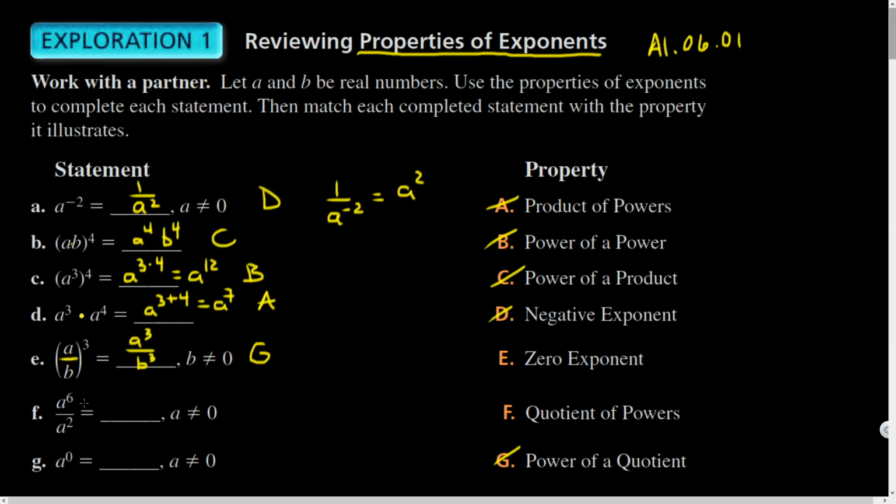A to the sixth over a to the second. Dividing two things of the same base, you would subtract the exponents. And you'd subtract the bottom from the top. Although there are some other shortcut tricks if you're getting fancy for all those properties of exponent speedrunners on Twitch. Don't know about you, but you could learn some cool shortcuts later. So anyways, a to the 6 minus 2 is a to the fourth. And what was I doing? I was doing a quotient of powers.